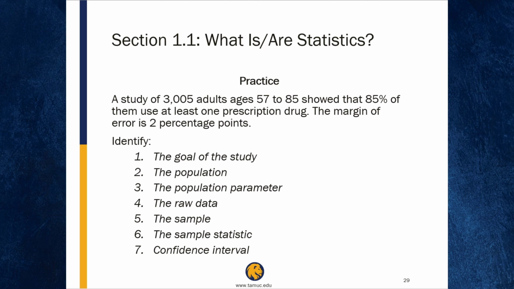And so here's a practice example that you could pause the video and I'll put the answers to it here up in just a second. It says a study of 3,005 adults aged 57 to 85 showed that 85% of them use at least one prescription drug, and the margin of error is 2%. Identify the goal of the study, the population parameter, the raw data, the sample statistic, and the confidence interval. If you'd like to try this on your own, just pause the video, and in a second I'll go through what each of these are.